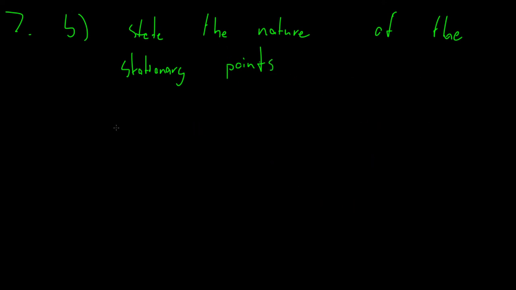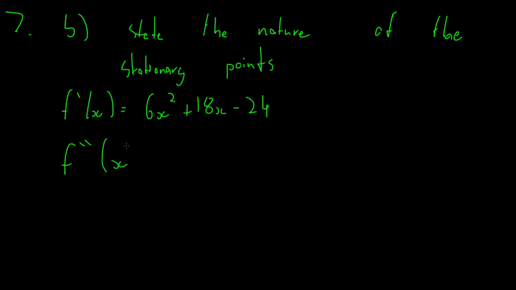So I'm going to be using the second derivative. And I'm just going to have to quickly get the derivative again. So f dash equals 6x squared plus 18x minus 24. So here's the second derivative method of finding the nature. So we take the derivative of the derivative, and we get 2 times 6, 12x plus 18.